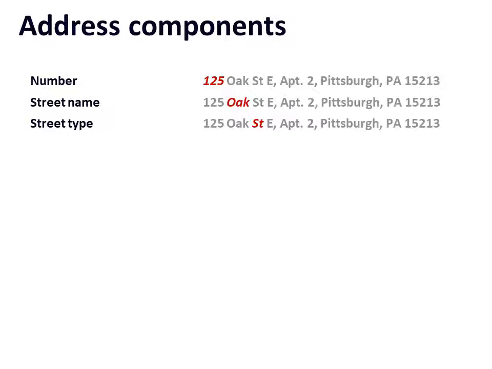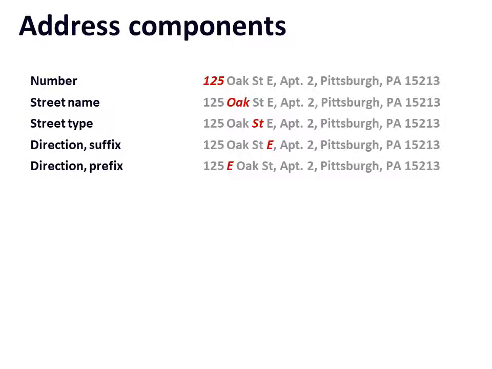Street names would be things like Oak, Cattail, Cherry Blossom, and any other sort of crazy name you've ever seen for a street or road. So in this example, it looks for street names and it finds Oak, and then it looks for street type and sees street.